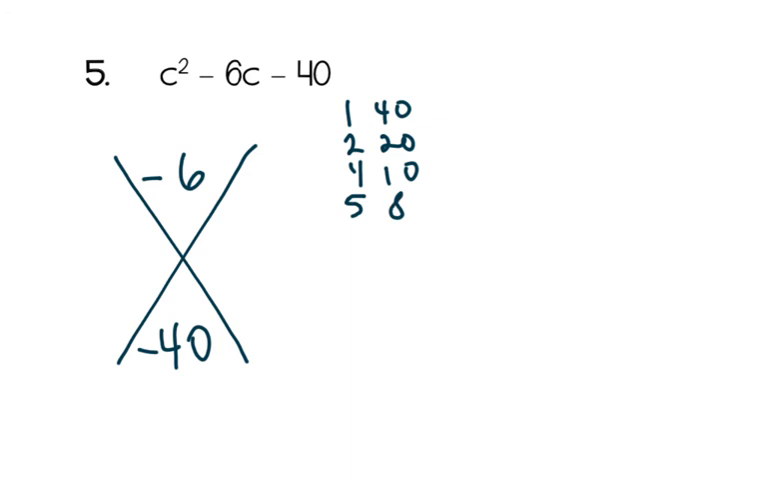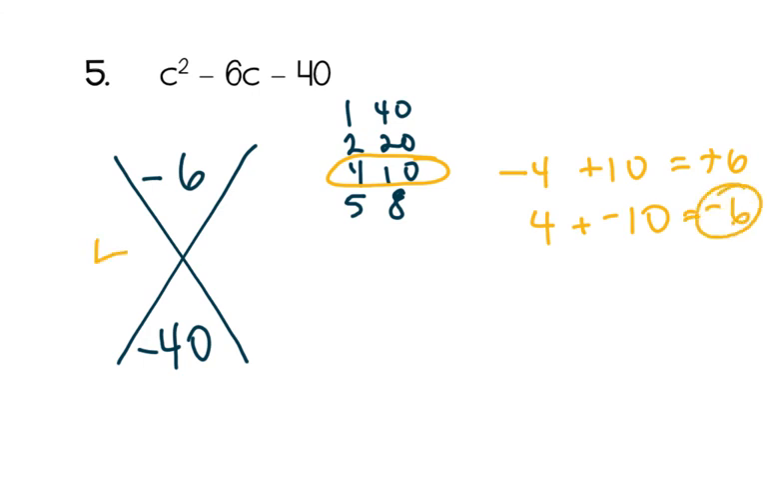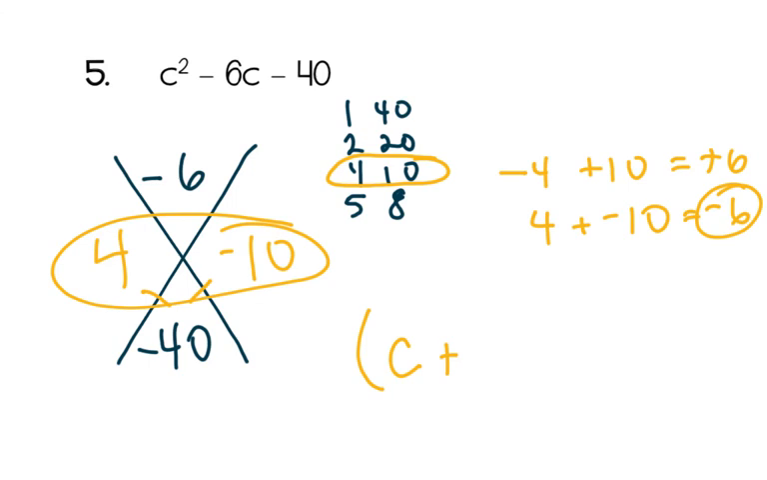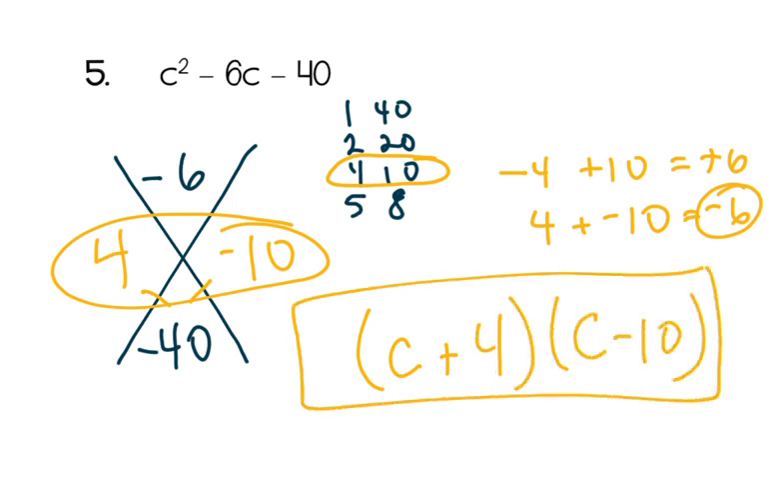Okay, I'm looking to get -6 this time. So if you've kind of gone through these factors before, you kind of have an idea. I can use 4 and 10 because if one of those was positive and one was negative, so if I had a -4 and a +10, if I add them together, I'm going to get +6. So if I swap the signs and have +4 plus a -10, that's going to give me -6. That's what I want. So +4 and -10, they multiply to give me -40, so that's what I want. So I'm going to say c plus 4 and c minus 10, that's my answer.